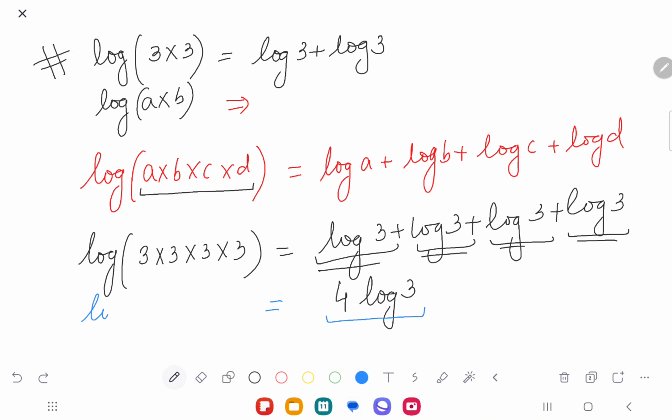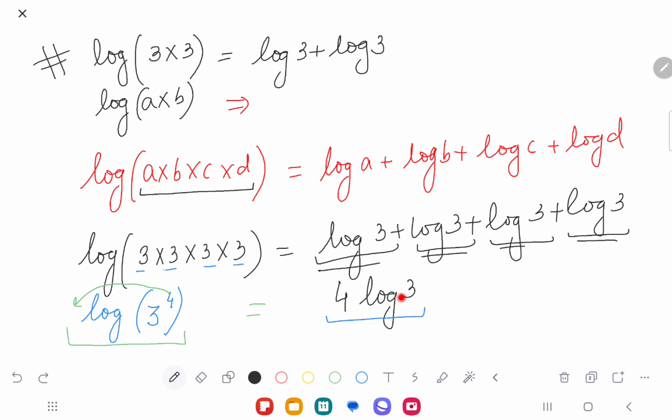Just have a look. Rather than writing 3 times 3 times 3 times 3, can I not write it as 3 raised to the power 4? Because any number multiplied 4 times is basically 3 raised to the power 4. So what is exactly happening here? Basically, it is looking as if I am bringing this 4 down to the front, and I will have 4 times log 3. Yes or no?